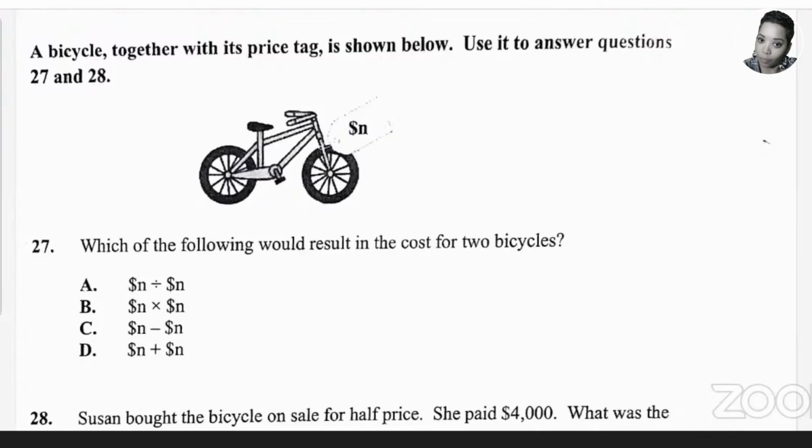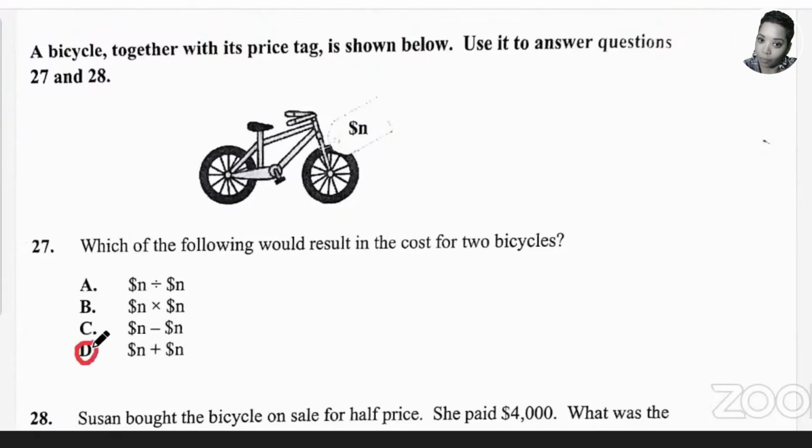Question 27. Bicycle together with its price tag is shown below. Use it to answer questions 27 and 28. Which of the following would result in the cost for 2 bicycles? Okay, so you're going to add 2. If you're going to find the cost of 2 bicycles, this is the cost for 1. So n plus n, the option is D. Okay, we're adding the 2 per cost.